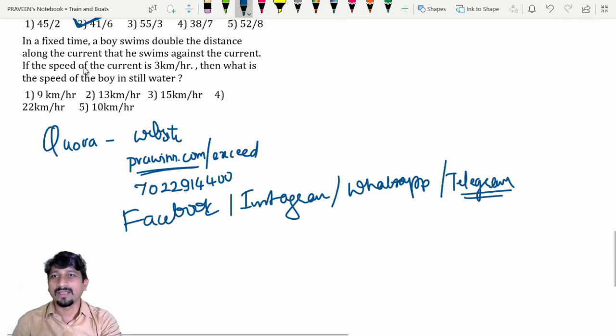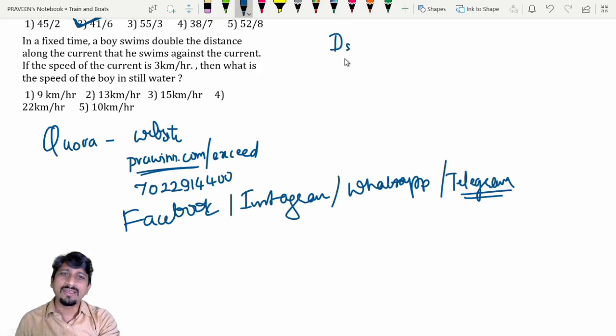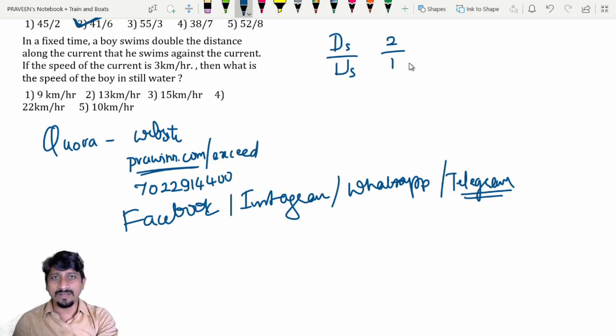Okay. Let us solve the last question now. In a fixed time, a boy swims double the distance along the current that he swims against the current. So what does that mean? Double the distance means double the speed. So his downstream speed is double the upstream speed. This is what I can understand. Because if he can go double the distance in the same time, then his speed is also doubled, right?